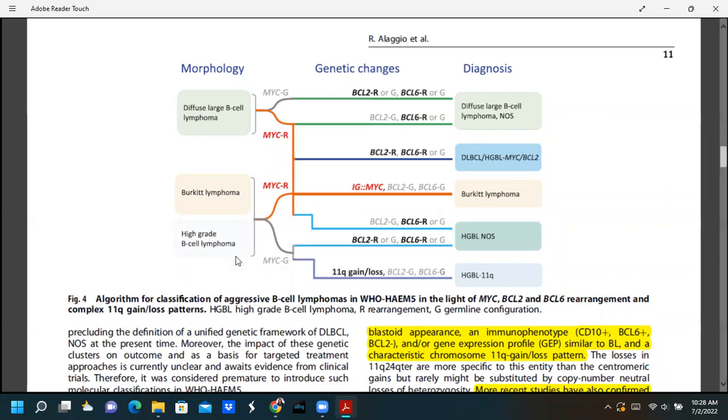Okay. And then Burkitt's and high-grade B-cell lymphoma. Burkitt's, MYC R. So IGH MYC, then call it Burkitt's. MYC is germline, and there is BCL2 rearrangement or BCL6 rearrangement or anything. If MYC is germline, then call it high-grade B-cell lymphoma. If there is 11q gain or loss, and MYC is germline, then call it high-grade B-cell lymphoma with 11q.